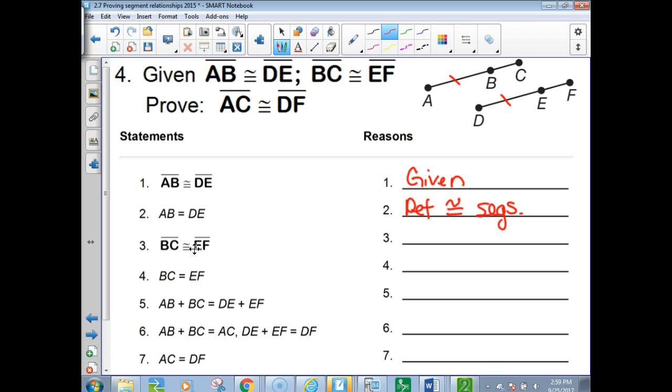Where did line 3 come from? What are you going to write for a reason? You can write that down. Where do you look if you don't know? Yeah, that's given. Thank you. Then you can go to that they are equal in measure then by the same reason as the other one, definition of congruent segs. And we're talking about segments this time. Sometimes it's angles.